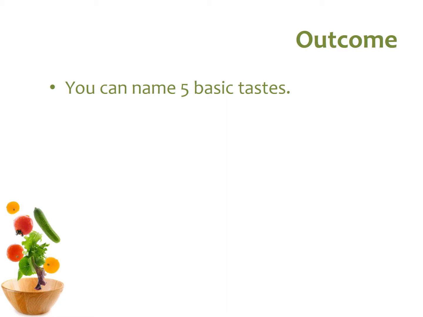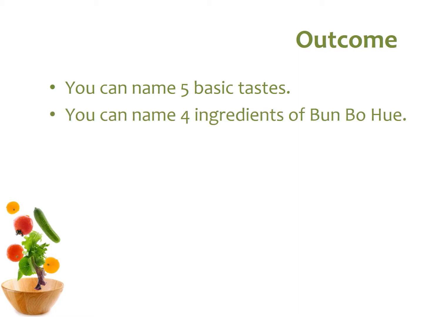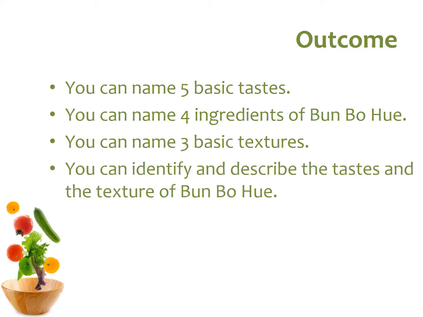At the end of the lesson today, you can name 5 basic tastes. You can name 4 ingredients of Bun Bo Hue, and you can name 3 basic textures. You can identify and describe the tastes and the texture of Bun Bo Hue. So you know the topic already. Today we're listening to a recording about Bun Bo Hue.